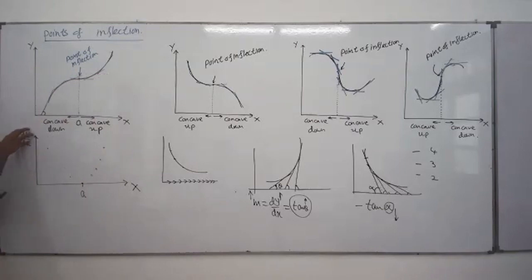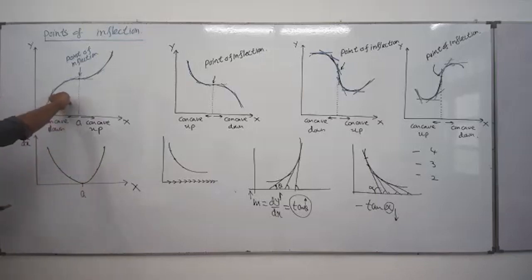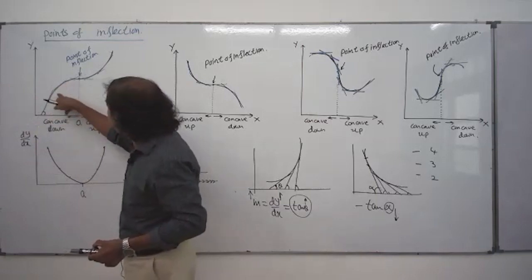Right now, people, dy by dx means the gradient of this graph. Now we take the x value and measure the corresponding gradient. That point we mark like this. Then when we construct a graph, this kind of graph we get. Right? People, now the gradient of this graph is given by dy by dx, no?